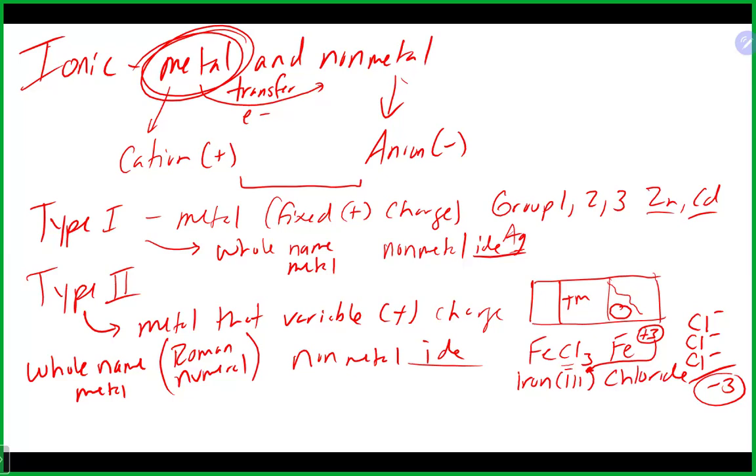The third type of naming that we talked about was covalent bonding, where we're going to share electrons.